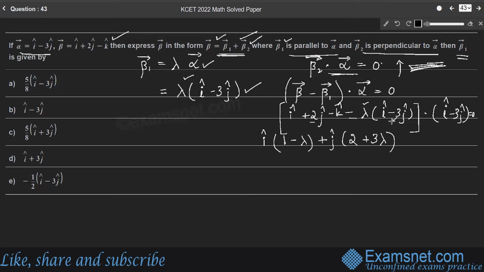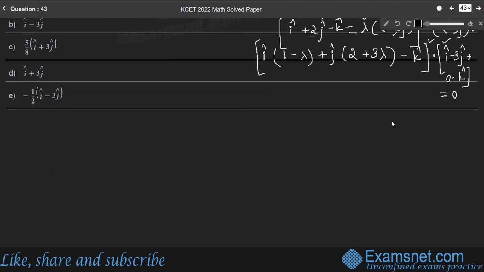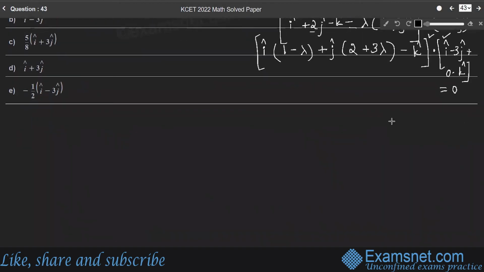Then all k cap. There is only one k cap in the first term. Close this. Dot, so i cap minus 3j cap. I'll write the k cap term as 0 into k cap. You can add or subtract, so plus 0 into k cap is equal to 0. So here is a scalar product of two terms, therefore the sum of the products of their coefficients.